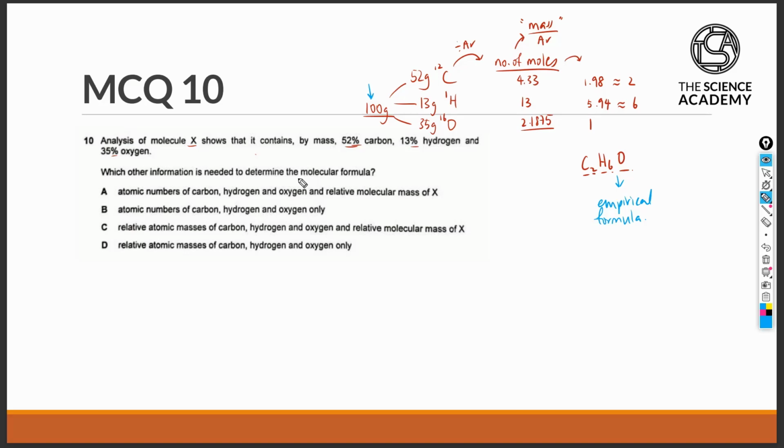To determine the molecular formula of X, which means we need to know exactly how many carbon, hydrogen, and oxygen atoms there are, we need to have the exact molecular mass of molecule X. Therefore, the relative molecular mass of X must be available, leaving us with C as the correct answer because the only other information that we made use of was the atomic masses of carbon, hydrogen, and oxygen respectively.